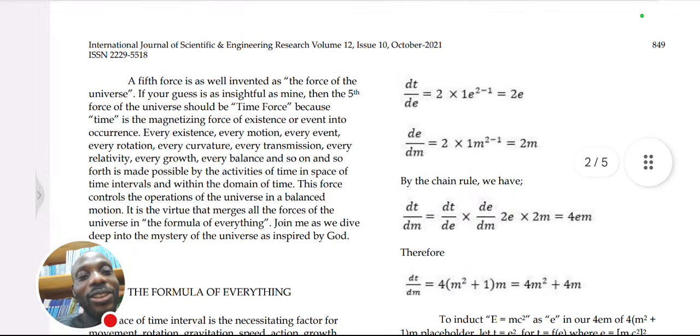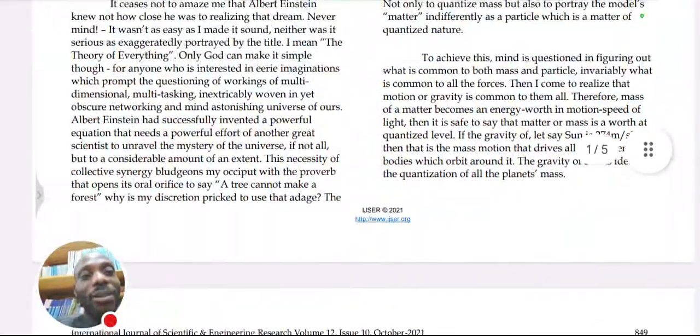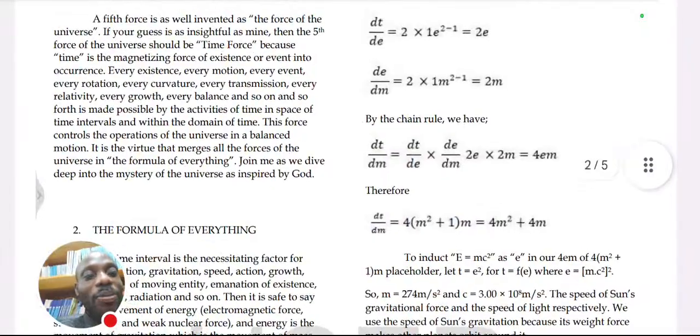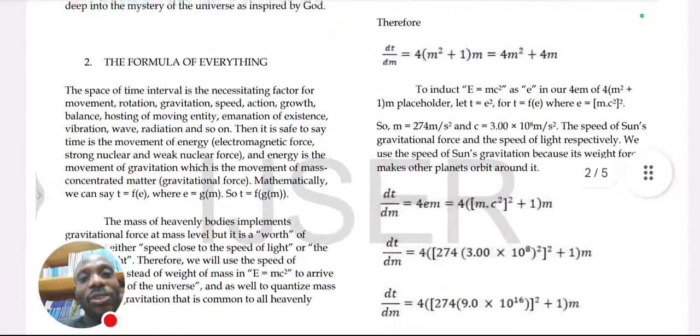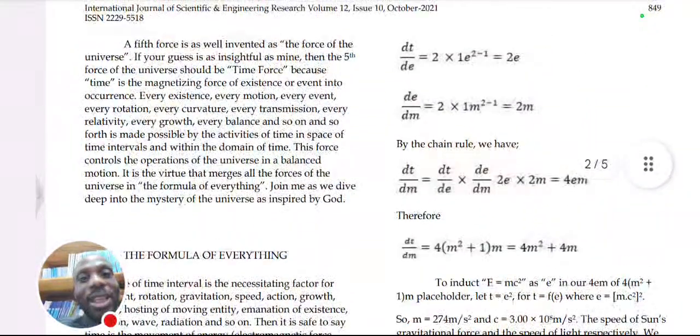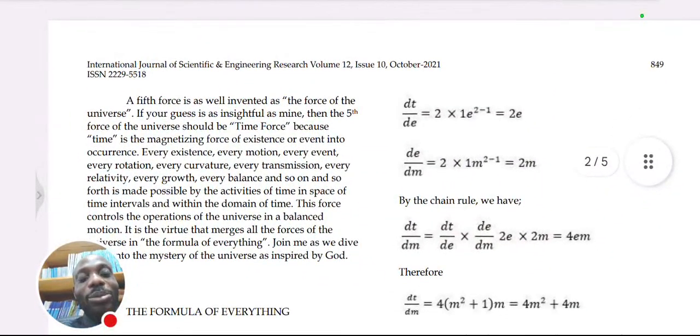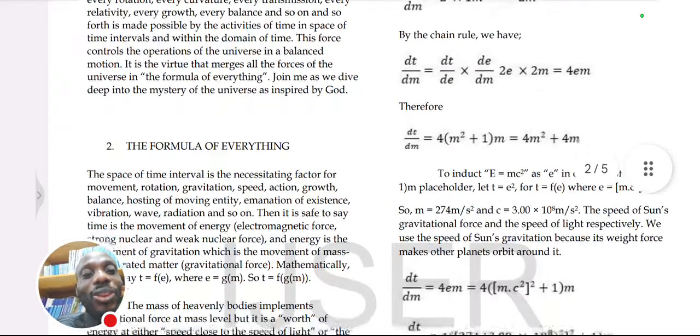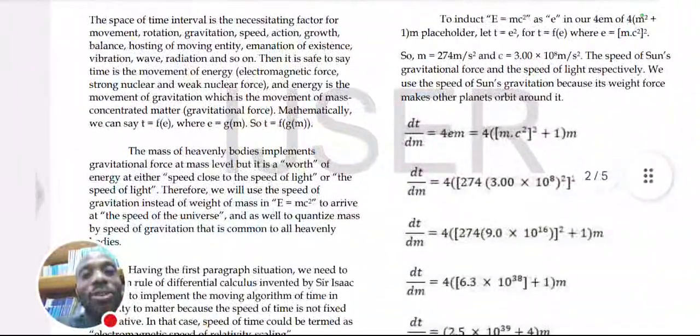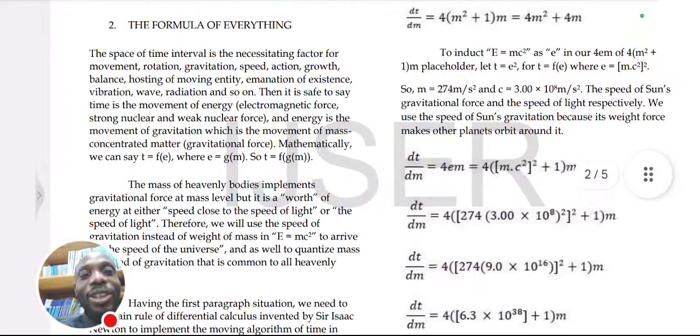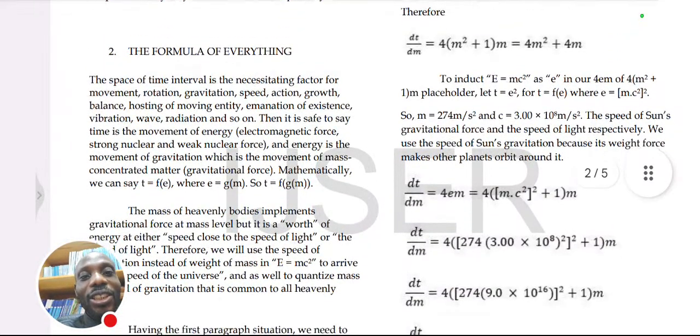But now let's quickly go through this derivation of the formula of everything. So now I have a brief derivation of the formula of everything right here. Now you can see here I'm suggesting that the fifth force of the universe should be time force. You can see that right around this place. So now to the formula of everything. Let me just briefly read this small place before we go to the derivation of that formula of everything.